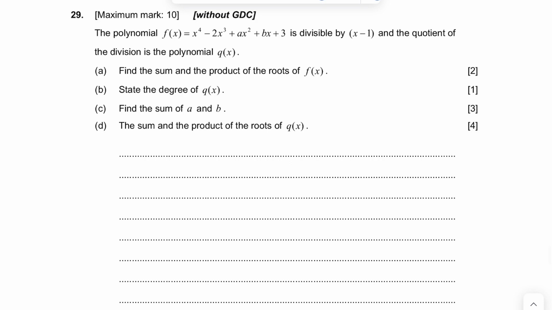Question number 29. The polynomial f of x is given, and it is divisible by x minus 1. The quotient of the division is the polynomial q of x. Find the sum and product of the roots. Sum of the roots is minus b upon a, which is 2. Product of the roots is the constant upon a, 3 upon 1, which is 3, because it is directly an even power.